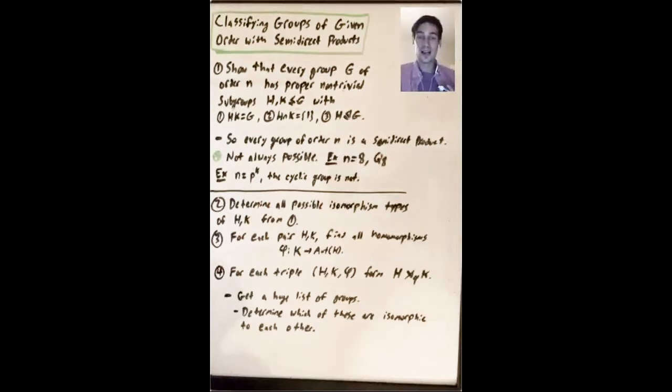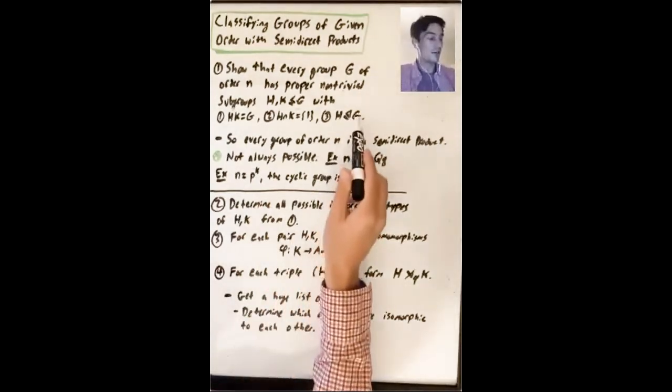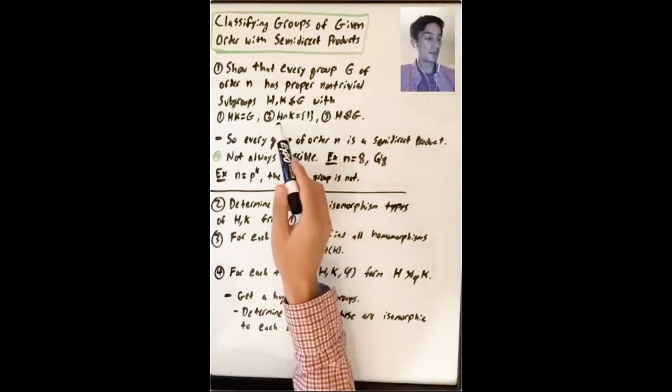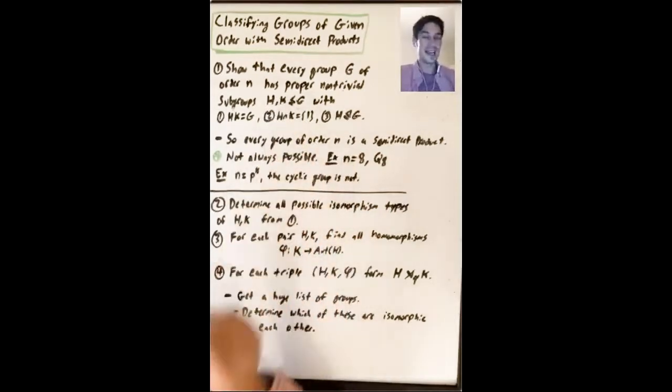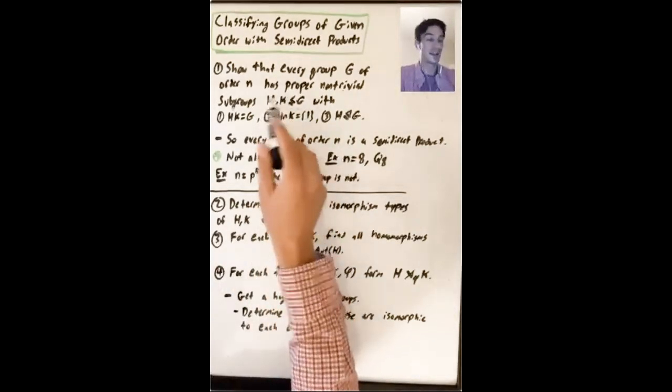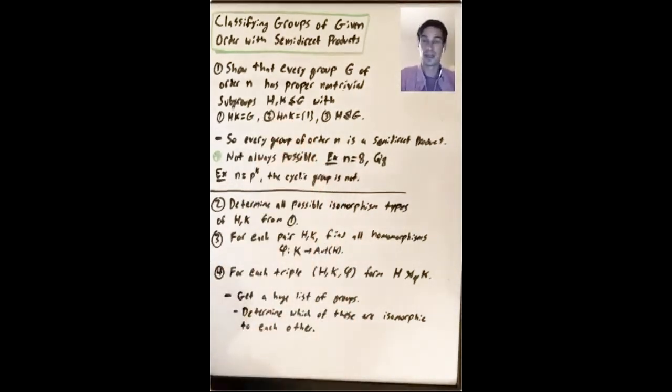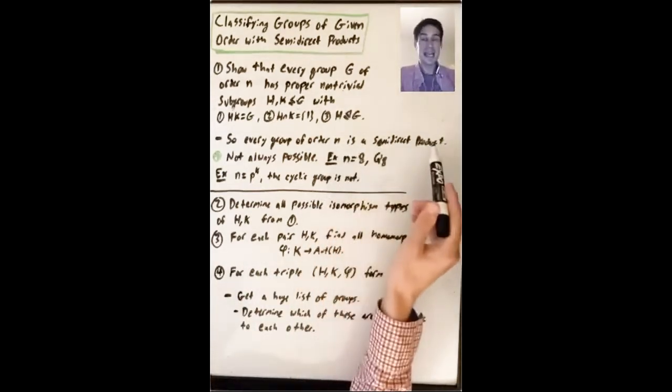So what is that going to tell us? That means that G is isomorphic to the semidirect product of H and K determined by phi, where phi is the homomorphism of K acting on H by conjugation. So what this will say is that every group of order n is a semidirect product.